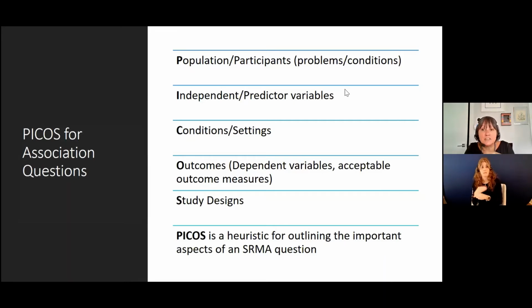achievement. Conditions or settings, in this case, that particular systematic review focused on school-based contexts. For the outcomes, in that review they lay out the different ways that they measure math anxiety, and study designs for that review were also pretty broad. In general, we use PICOS just as a heuristic to help us lay out, for our systematic review and meta-analysis question, those really key aspects that are going to be important as we begin to search for studies.